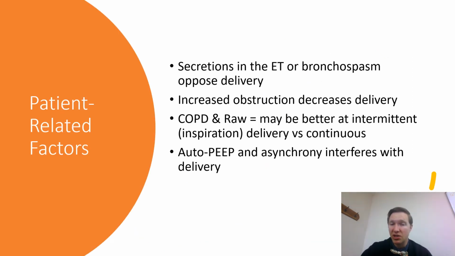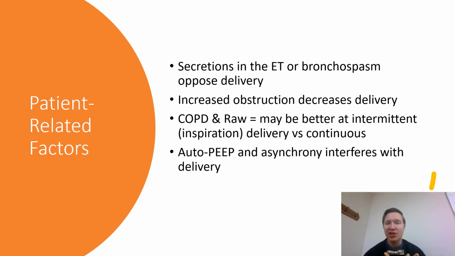What are some patient-related factors that we have to worry about? Well, secretions in the ET tube, or if there's bronchospasm that opposes the delivery of the medication. If there's secretions in the ET tube, how much medication can we get past that obstruction of the airway, right?